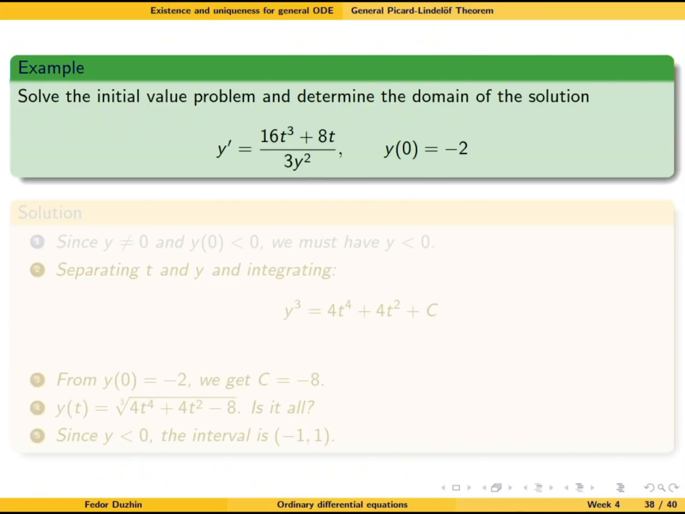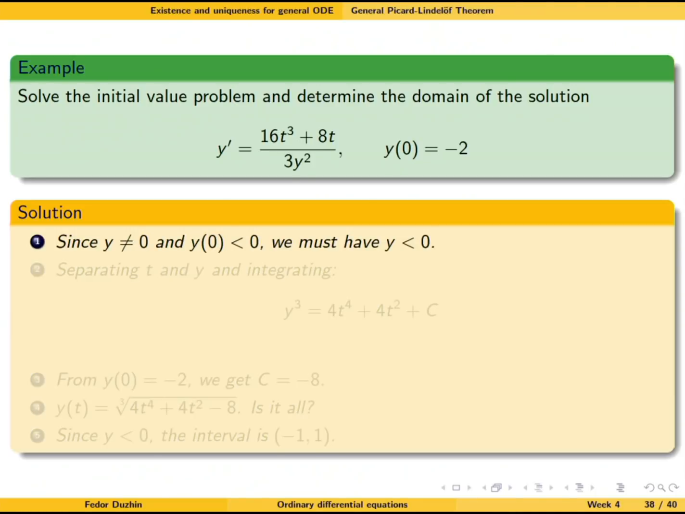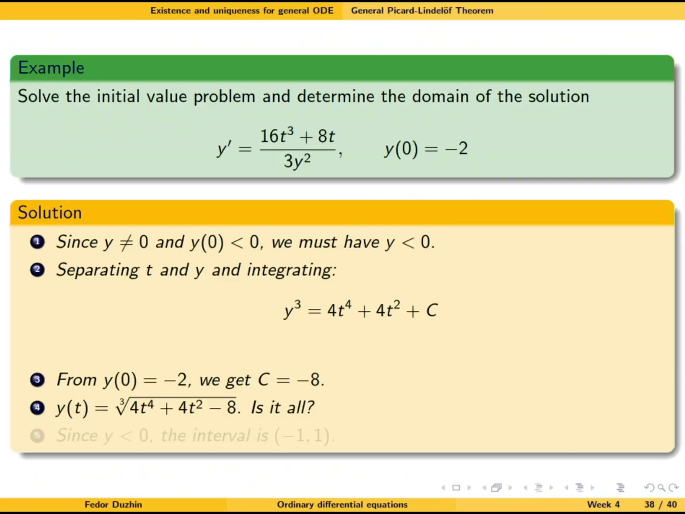Okay, so just as in the previous example, here there is division by 0, which means that y is not allowed to be 0, but since the initial value of y is negative, it means that y has to be negative. But then when we separate variables and integrate, we are going to get this condition. And then we can solve for c by letting y be -2 and t be 0. And we can solve for c. So therefore, c has to be the cubic root of this, 4 times t to the 4 plus 4t squared minus 8.